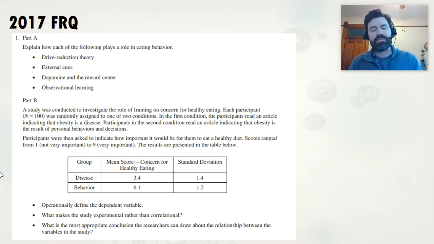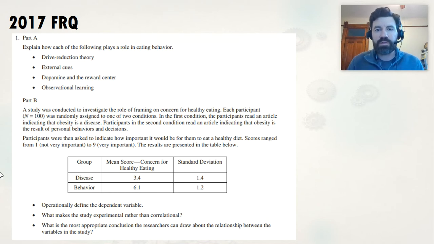Let's jump down to the research part, which is part B. A study was conducted to investigate the role of framing, that's how we word things, right? The role of framing on concern for healthy eating. Each participant, and there were 100 participants, that's what N equals 100 means, was randomly assigned to one of two conditions. There's a big keyword there, randomly assigned. In the first condition, the participants read an article indicating that obesity is a disease. Participants in the second condition read an article indicating that obesity is the result of personal behaviors and decisions.